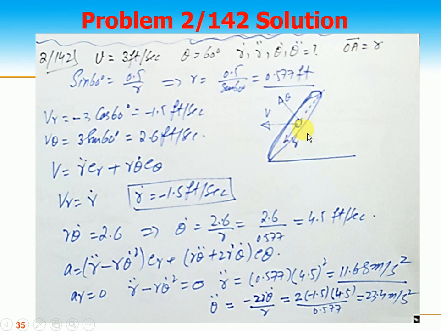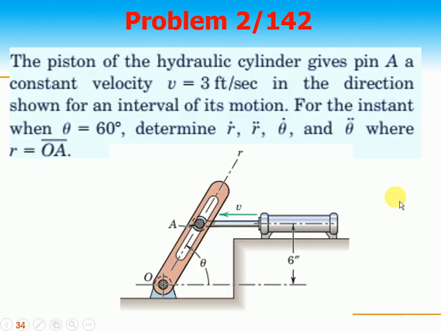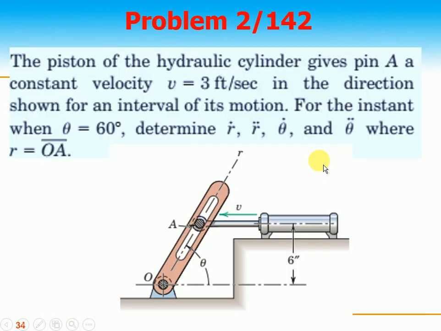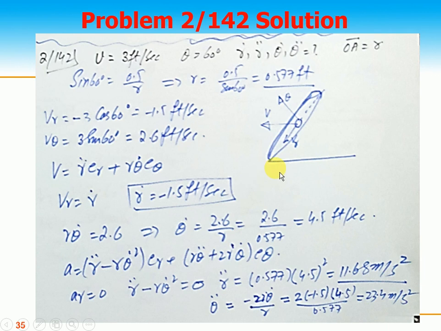If you see, this is the radial component, this is the theta component, and this is the velocity given to you. I use sine 60 is equal to 0.5 over r. So 6 inches is 0.5 feet. So I get r as 0.577 feet. So v_r is very simple. It is minus v cos 60, right?